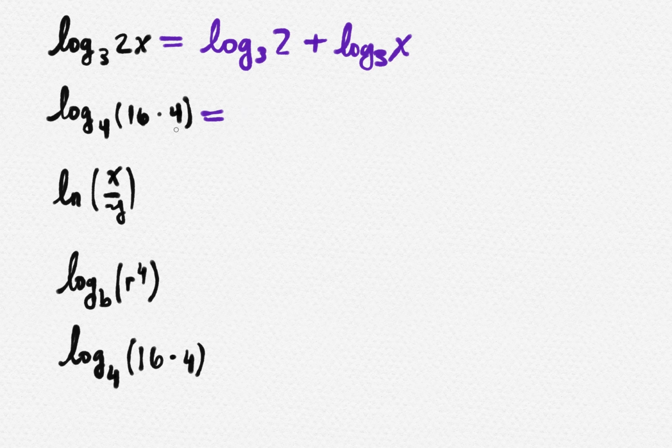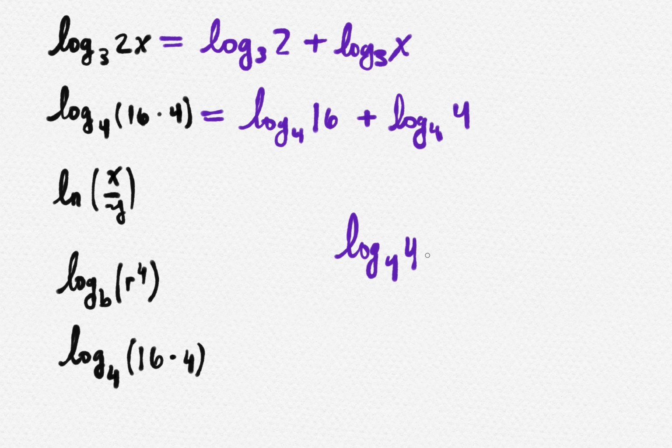This one, also a product property. So that's going to be the log base 4 of 16 plus base 4 log of 4. What's the base 4 log of 4? Well, we're calling our property that the base b log of b is equal to 1. This is going to be 1. Reason for that, again, is that 1 is the exact power we need to raise 4 to get 4.